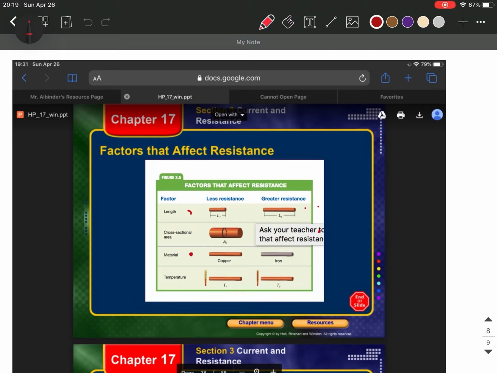Now let's talk about cross-sectional area. That image didn't come out as I wanted it. So right here, what we're going to have is a wire with the same length but very thin. The cross-sectional area is also a factor involved in the resistance of a material. The larger the cross-sectional area, the less resistance. And the smaller or the thinner the wire, the smaller the cross-sectional area, the more resistance it creates.